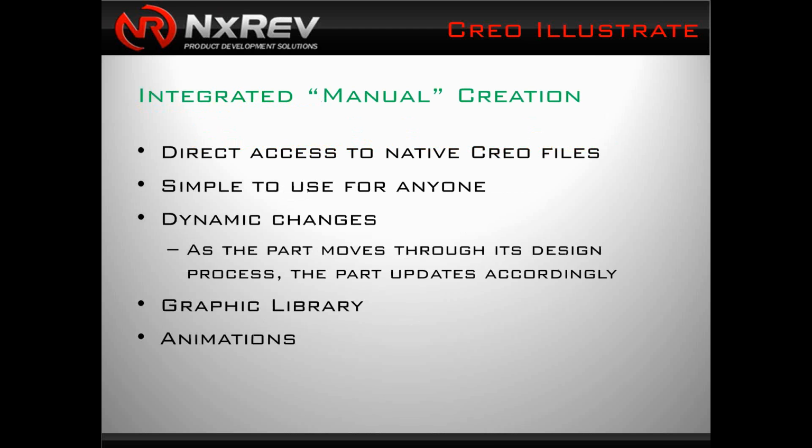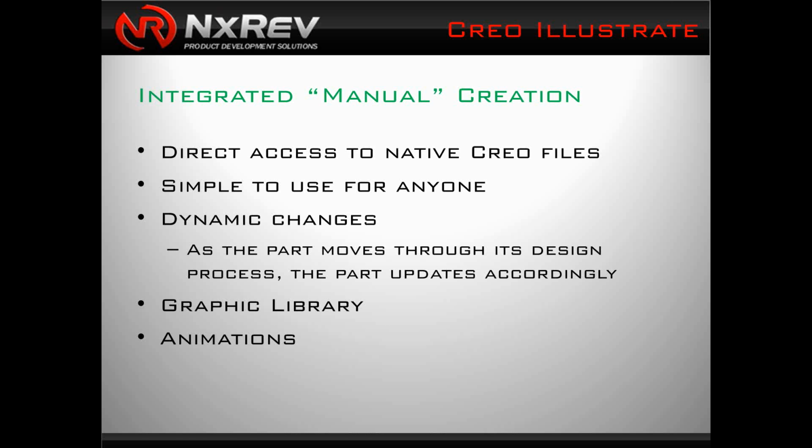What we have is direct access to native Creo files. This way, we don't have to waste the engineer's time by saying we need an image in this orientation, save it as a PDF, email it. No. The graphic designers using Creo Illustrate simply open the native files, select their pieces, and create their explode views, their cross sections, their manuals, all on the fly. As changes occur throughout the design process, it will be dynamically updated.